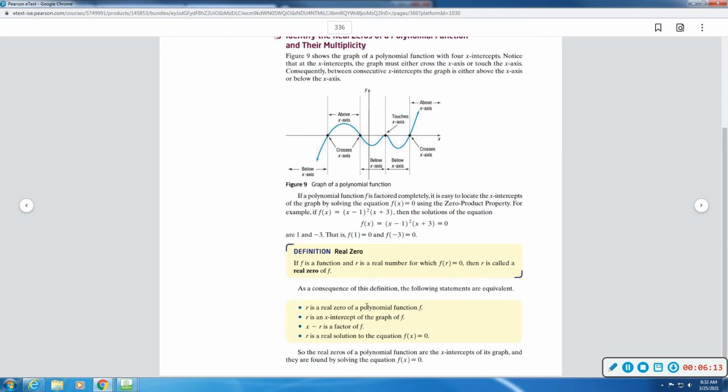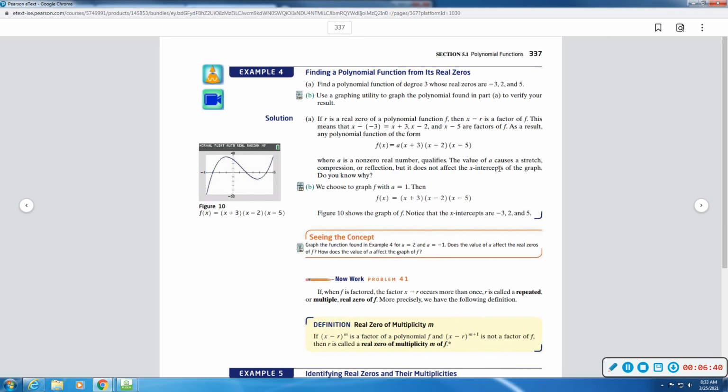And they're also x-intercepts. But you get these following properties. R is a real zero. You get that r is an x-intercept, so it just matches the same thing here. You get that x minus r is a factor. So if negative 3 was a zero, when you do x minus negative 3, you would get x plus 3. It would just change sign. So x minus r is a factor, and you get that r is a real solution. So we'll be using that property as well, which you'll see more as we get into it.